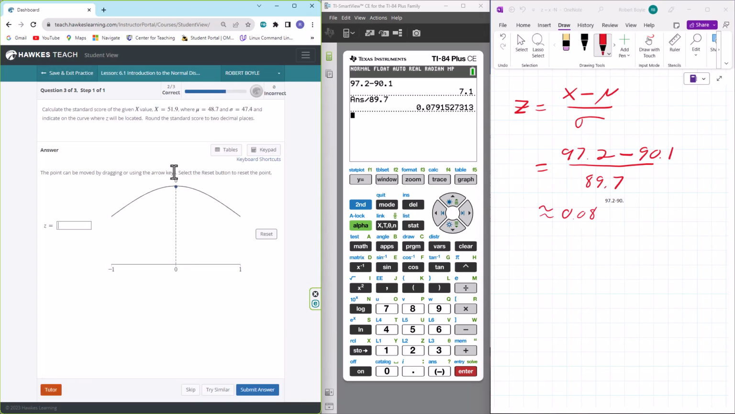And that brings us to our last problem, which is pretty much the exact same problem. Calculate the standard score for the given x value, where now x is 51.9, mu is 48.7, and standard deviation is 47.4. And then indicate on the curve where z is located. Okay, so we're going to do the exact same thing, which is now we're going to use these values. So now z is going to be equal to 51.9 minus 48.7 divided by 47.4.